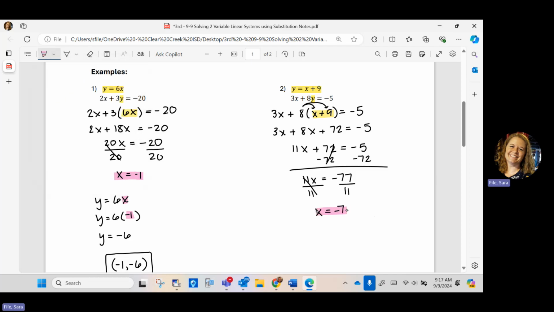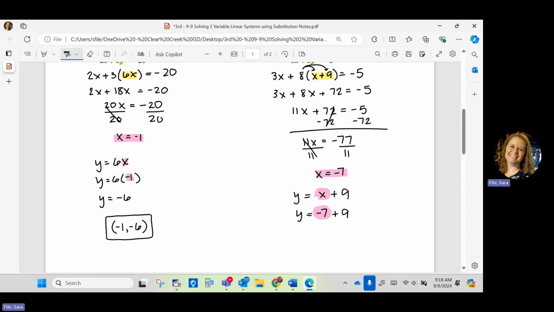Now I'm going to take that x value, negative 7, and I'm going to plug it back into that first equation of y equals x plus 9. I'm going to plug it in here for x. So this is going to be y equals negative 7 plus 9, because that was my substitution. Okay, so that is what? What is y? Y is positive 2. So my solution is negative 7, positive 2.